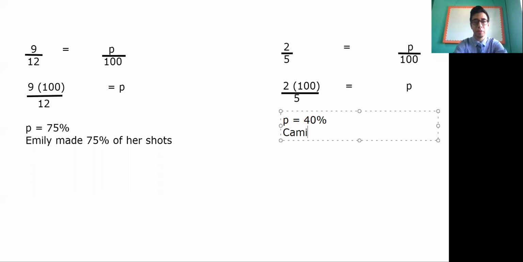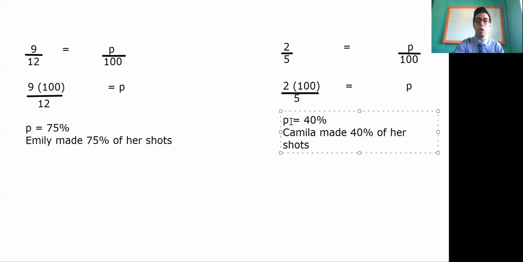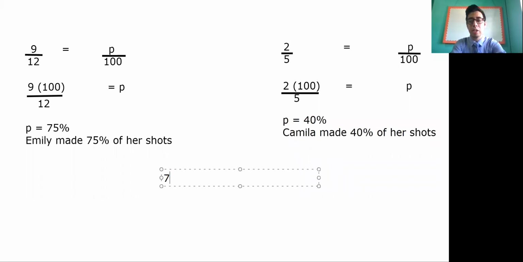40%. So what are we going to say? Camila made 40% of her shots. So when we compare, it's going to be greater than, less than, or what? If we compare 75% with 40, 75 is greater than, okay? So we can say that 40 is less than.